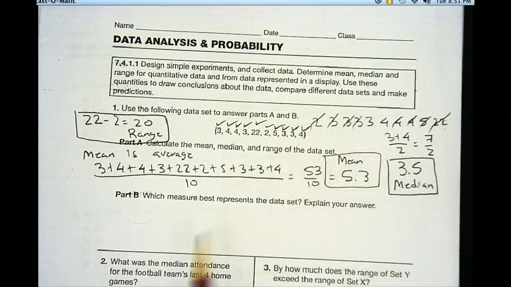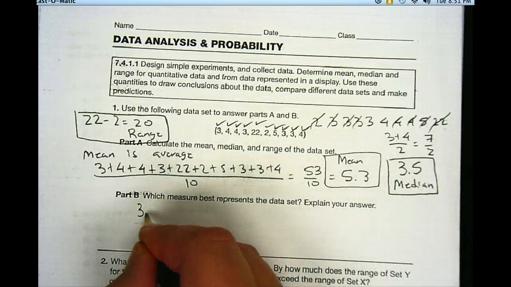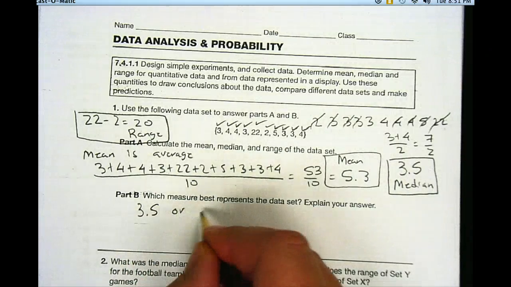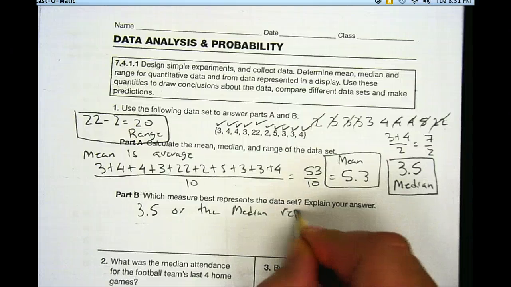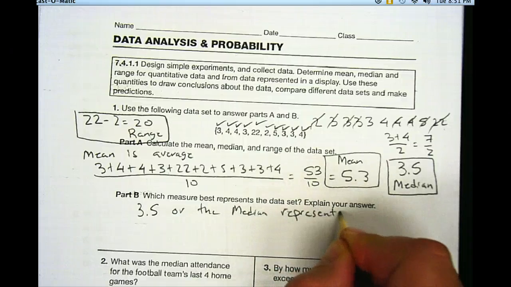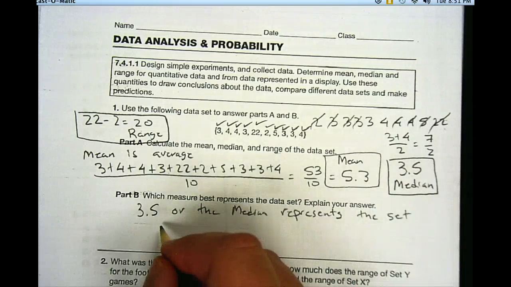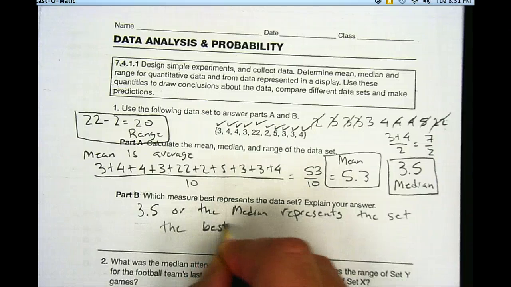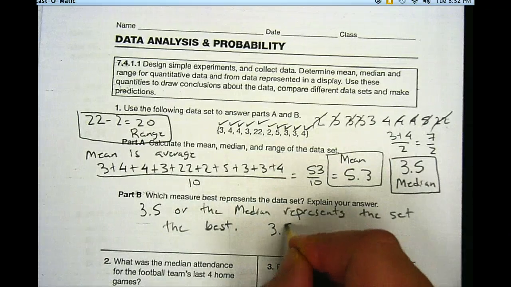3.5 is right in the middle of all those numbers, and that's the one that's going to represent the data set the best. So I'm going to say 3.5, or the median, represents the set the best. Now, sometimes it's not always going to be the median. Sometimes it might be the mean that represents the data set the best. Sometimes it might be the mode. But in this case, it's going to be the median, or 3.5, that represents the data the best.